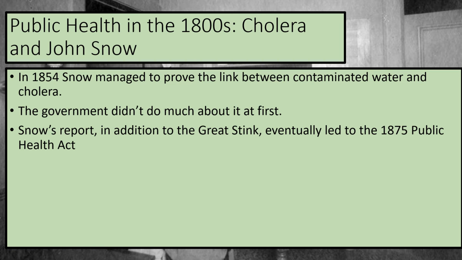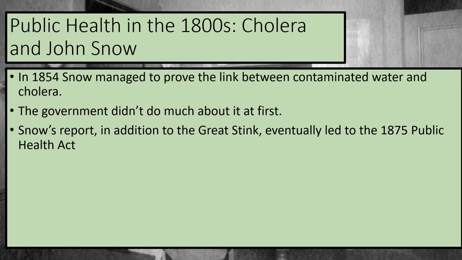There's lots of reasons why we get the 1875 Second Public Health Act, and John Snow's discovery is crucial, but it's not the only one. So we have John Snow's discovery in 1853 and 1854, but we also have things like 1858, the Great Stink, when things are so smelly that Parliament refused to meet.